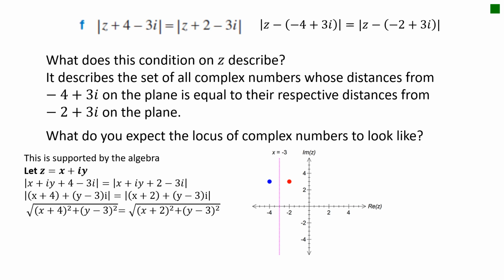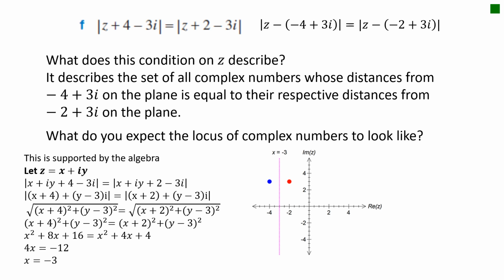Squaring both sides, we can remove that. We can eliminate y minus 3 all squared from both sides and then square the perfect squares, x plus 4 and x plus 2 all squared, leading to that. You can see x squared being able to be eliminated at that point, moving the 4x across, moving the 16 across, and solving for x, we get x equals minus 3, a Cartesian description of that locus of complex numbers.